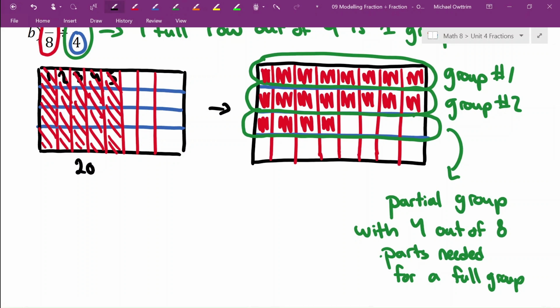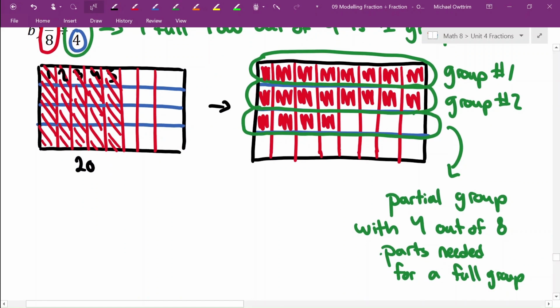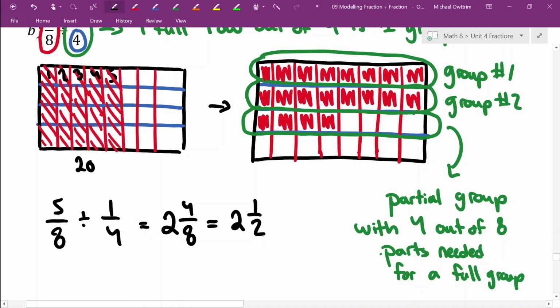So our quotient here, our solution to our 5 out of 8 divided by 1 out of 4, is going to be 2 whole groups and also 4 out of 8 needed for the third group. And that can simplify to 2 1/2 as a mixed number. And that can be written as an improper fraction, 5/2.